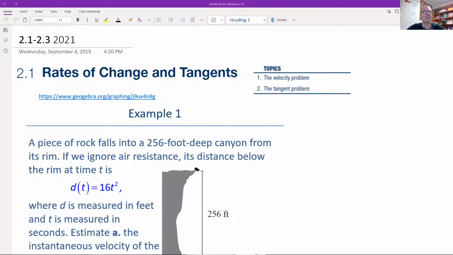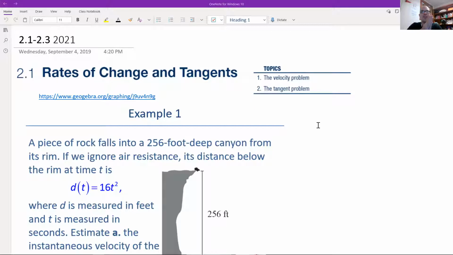Limits are going to be these things where we approach a certain value little by little, and today is kind of motivating. Why are we doing that? So we're going to start off here. The first topic on the section is called the velocity problem, and the second one is the tangent problem.